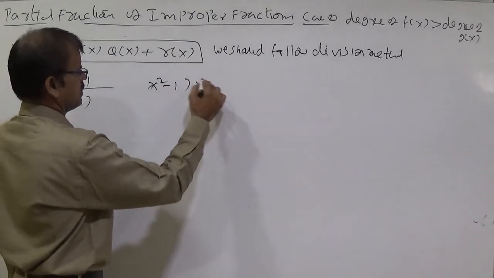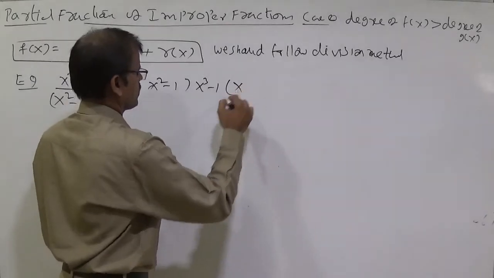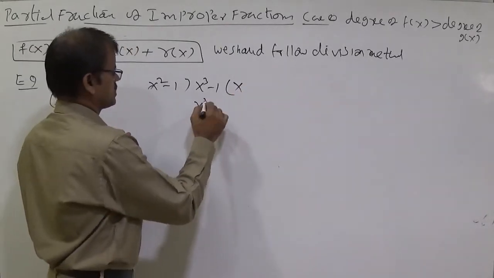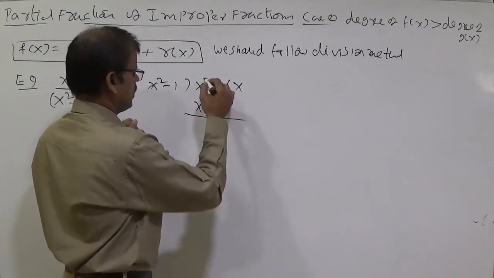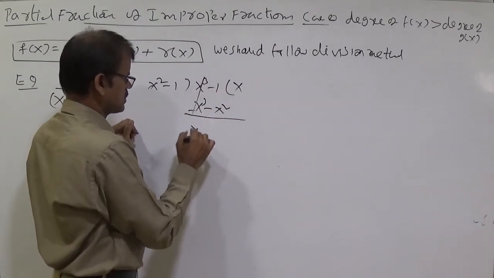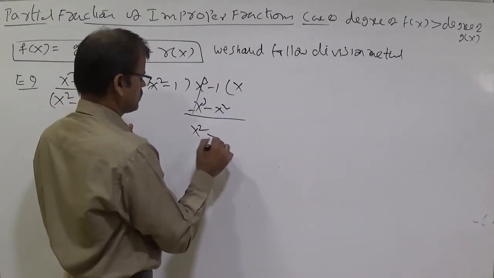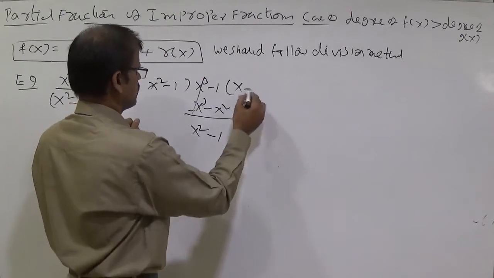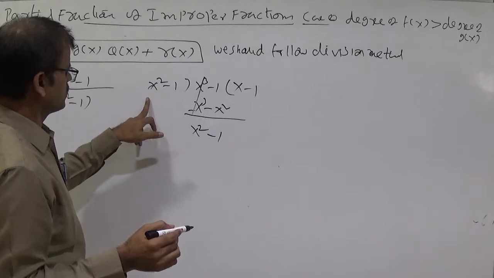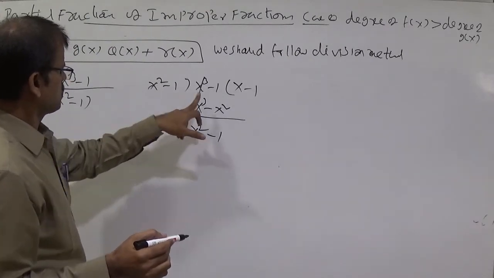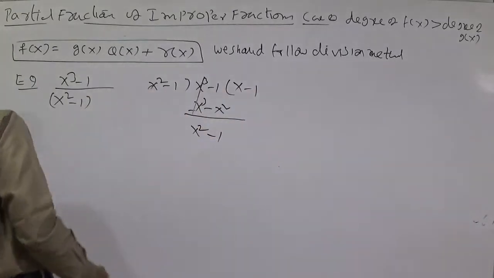x square minus 1 into x cube minus 1. Here x is there. It is x cube minus x square, whole, by minus x cube got cancelled. x square minus 1 drop here, minus 1 is there. x square multiplied with x, so minus x, this is not x square.